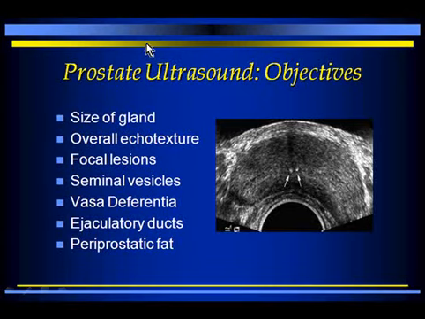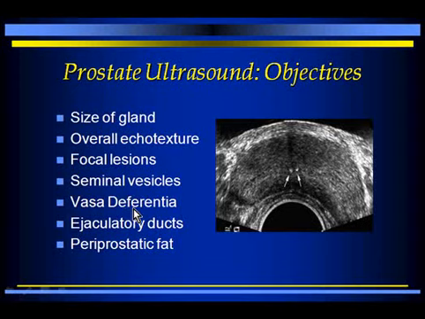When we do ultrasound of the prostate, we have several objectives. First off, we're going to document the size of the gland, and I'll show you how to measure the prostate and how to calculate its volume. We're going to look at the overall echo texture. We're going to look for hypoechoic areas, which can be signs either of inflammatory processes or of cancer. We're going to look for focal lesions as opposed to diffuse echotexture abnormalities. We're going to look for the seminal vesicles to make sure they're both present, that they're symmetric, that they're not obstructed. We're going to look at the vasa deferentia to make sure they're present.